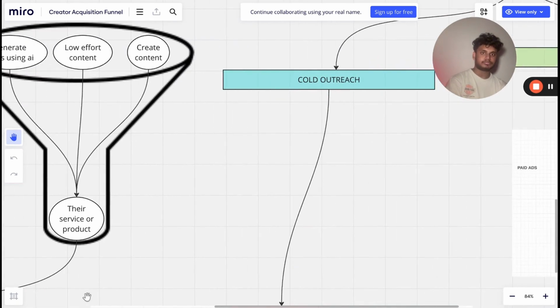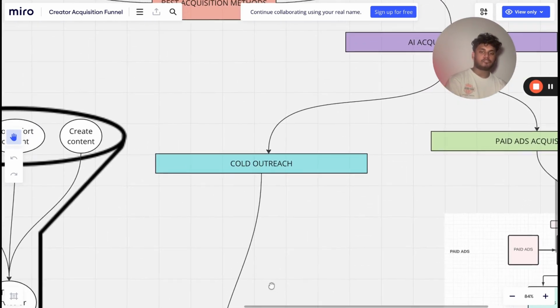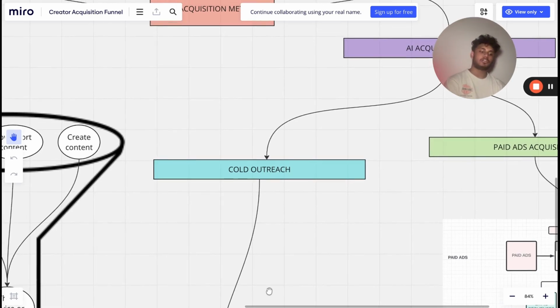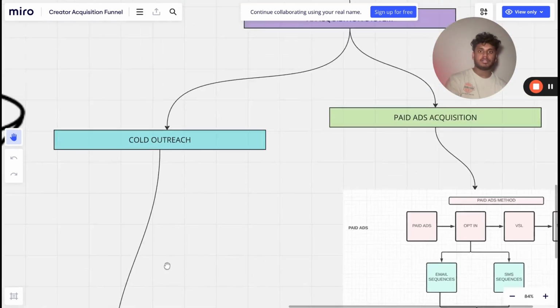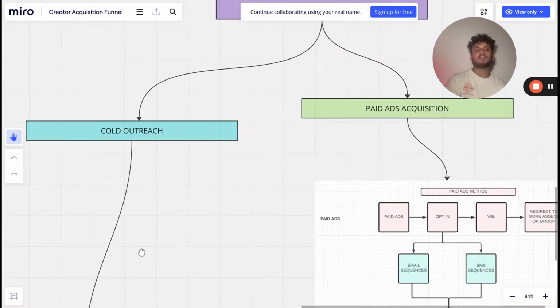Okay, so I will also explain how to create a high ticket offer and all of those things. But right now we are just talking about the acquisition part, because this could work for any kind of product or service, either high ticket or low ticket. You just need to create systems and the right kind of workflows and funnels around your business so that you could acquire clients completely automated.